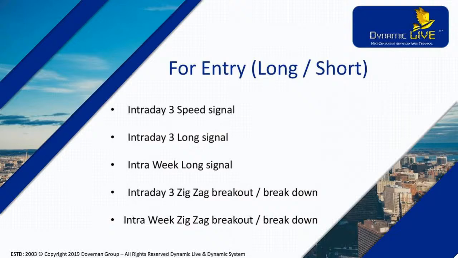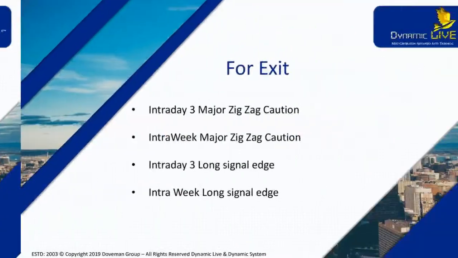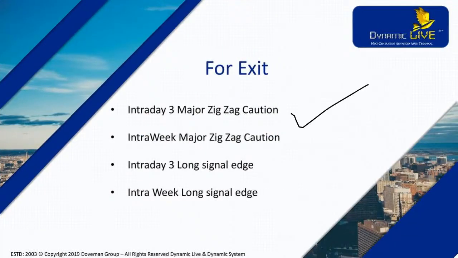Today, intraday 3 zigzag breakout was the signal which gave us an entry just some time back. And later, when it comes to an exit, intraday 3 major zigzag, the long signal edge point, the speed signal. These are all the multiple signals at work. But some of you may be thinking, why are there so many signals? It is because, as I told you in the beginning of the session, market conditions keep changing, and in these changing conditions, for you to get the right entry and right exit, so many signals are required.